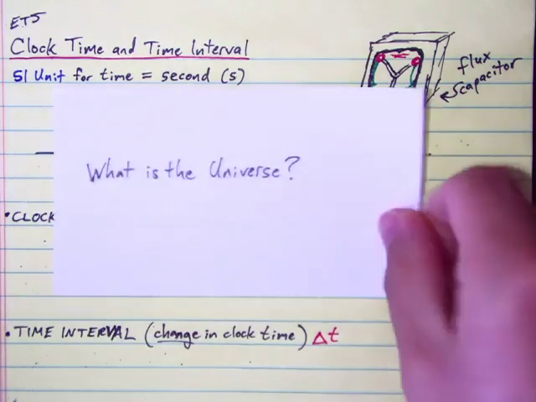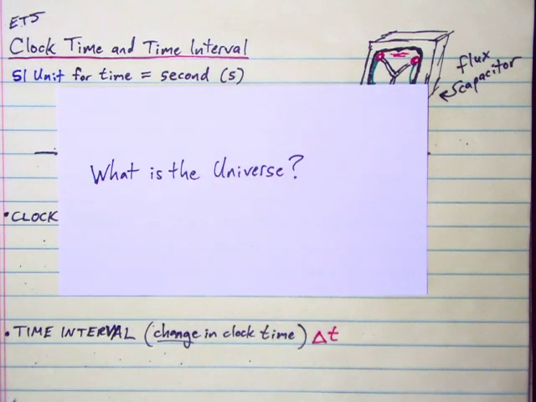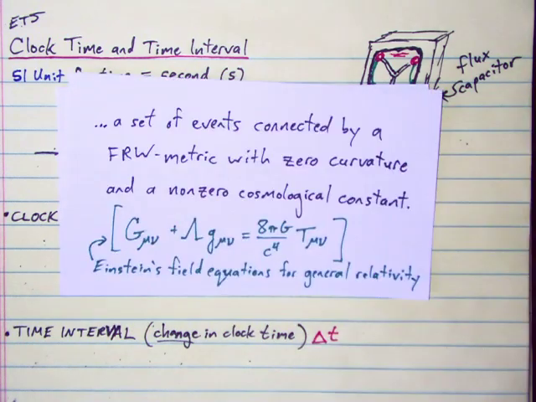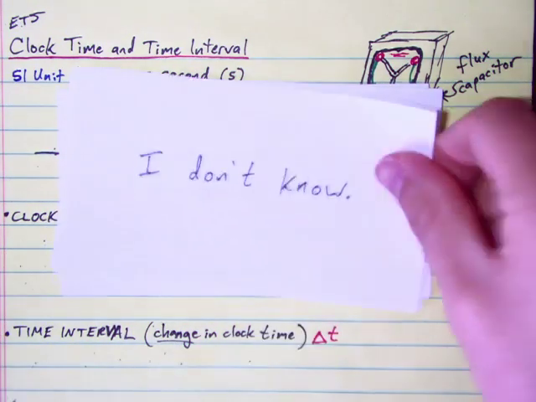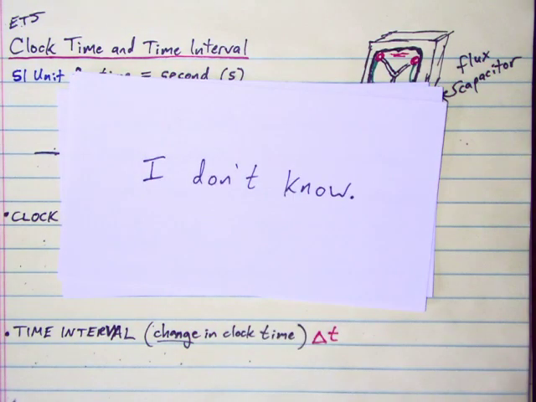First question, what is the universe? If you knew a bit too much about physics, you might say that the universe is a set of events connected by a Friedmann-Robertson-Walker metric on large scales with zero curvature and a non-zero cosmological constant. But a wiser answer might be, I don't know. It's more of a philosophical question, really, than a scientific one. What is the universe? And that's okay.